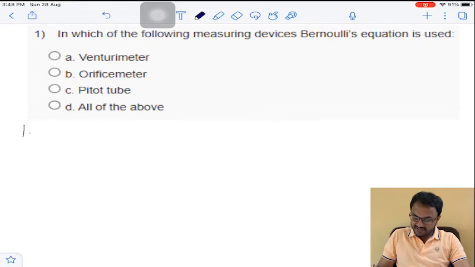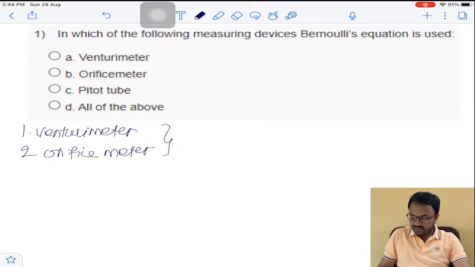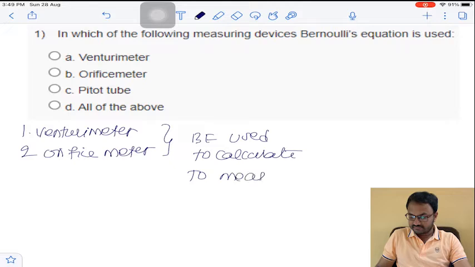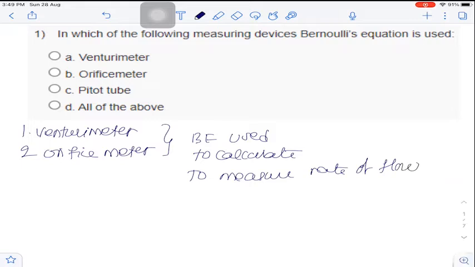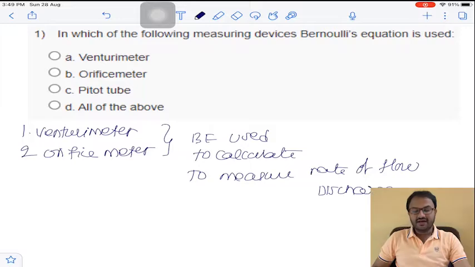So the first option he has given is the venturimeter. And the second is the orifice meter. So in both these meters, Bernoulli's equation can be used to calculate or to measure the rate of flow, or we also call this rate of flow as discharge. Okay, so in A and B, Bernoulli's equation can be used.